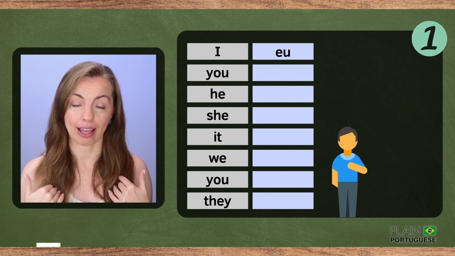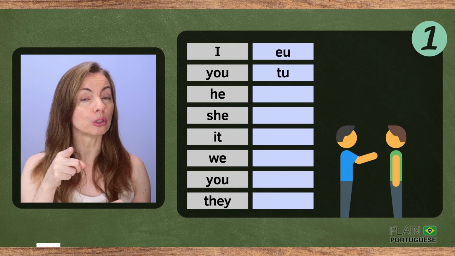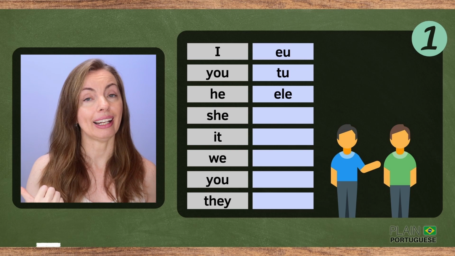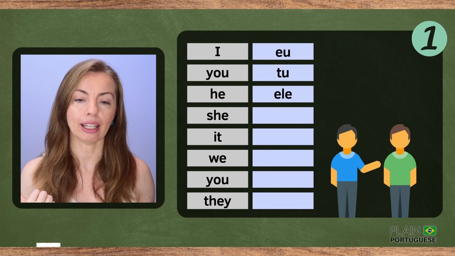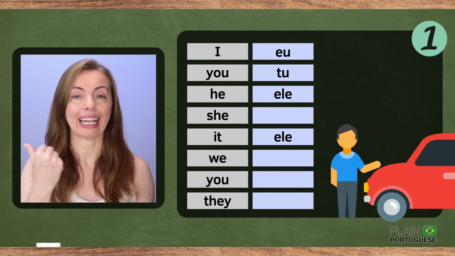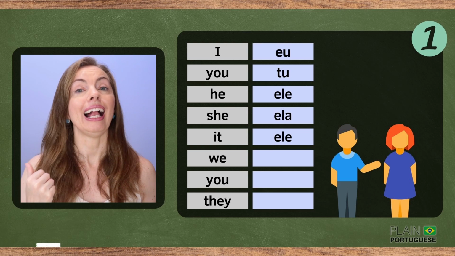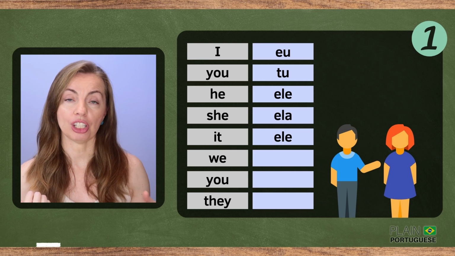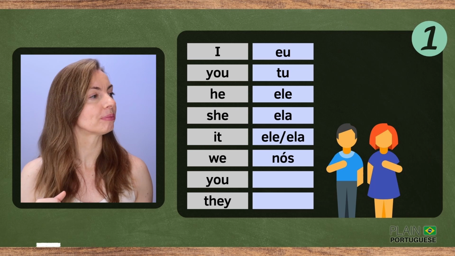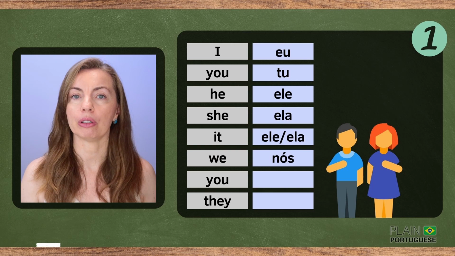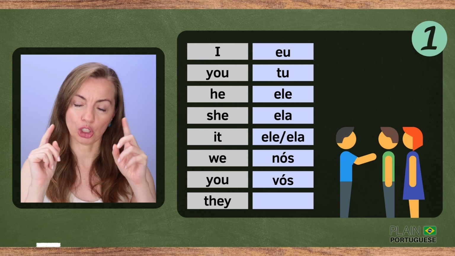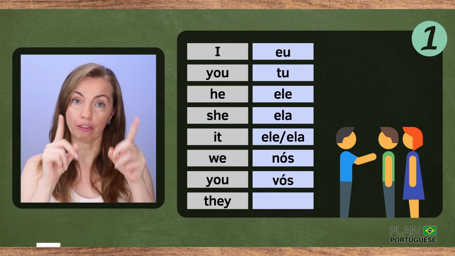Eu, equivalent to I, eu. Tu, equivalent to you, tu. Ele, equivalent to he, and it, when it is a masculine noun, ele. Ela, equivalent to she or it, when it is a feminine noun, ela. Nós, equivalent to we. Vós, equivalent to you, as in you guys, vós.